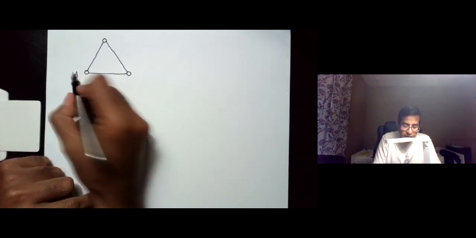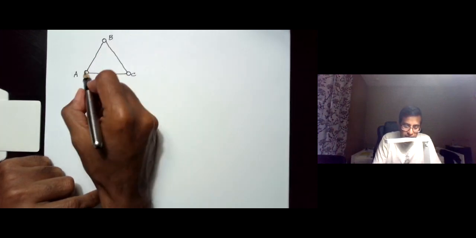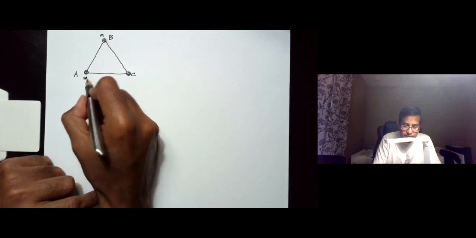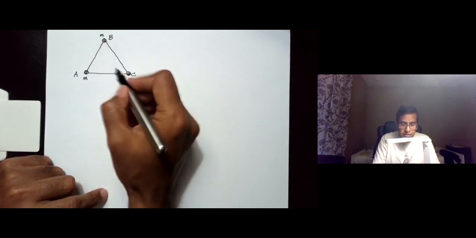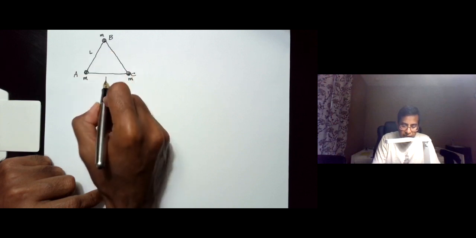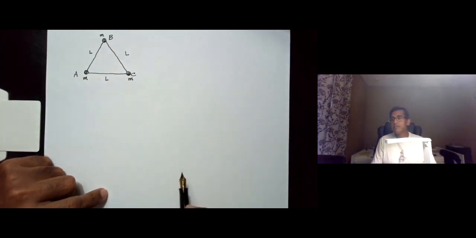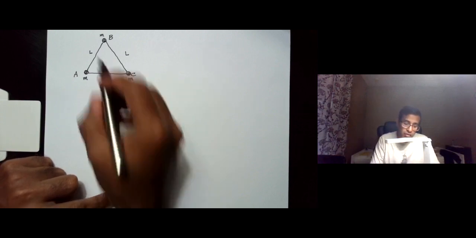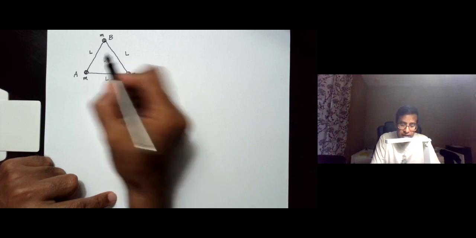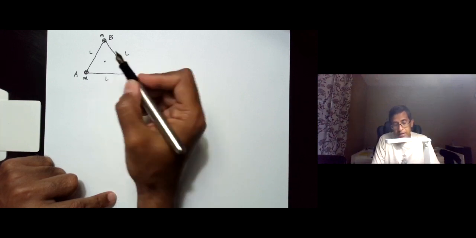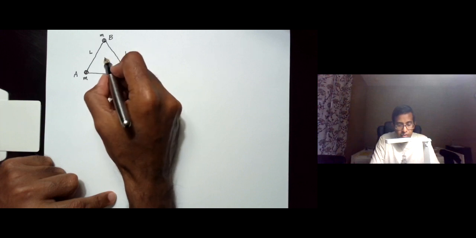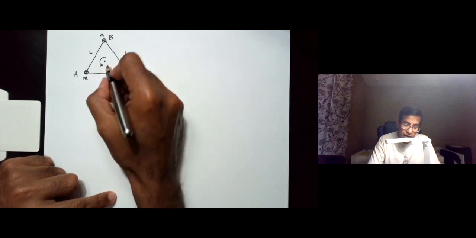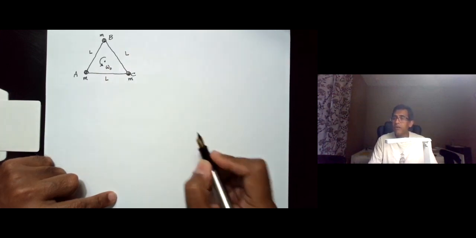So let's say you have here A, B, and C. Each of them are of mass m, and the connection between these have the length L. So these three masses are forming an equilateral triangle. Now initially the whole system is rotating about the centroid of this equilateral triangle, with an angular velocity of omega.